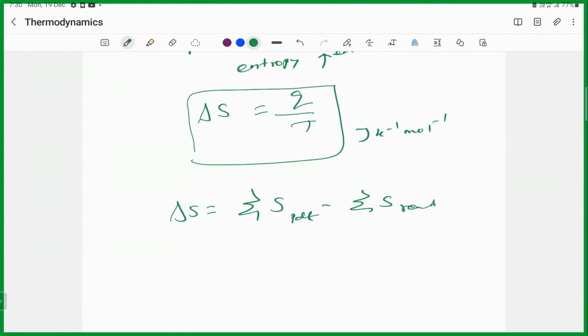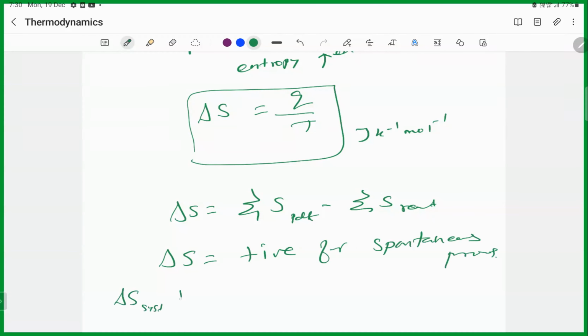Always please remember delta S should be positive for a spontaneous process. Delta S total means delta S system plus delta S surroundings, which is always greater than or equal to 0. When it becomes 0, it means equilibrium. Greater than 0 means it is an irreversible process, that means a spontaneous process.